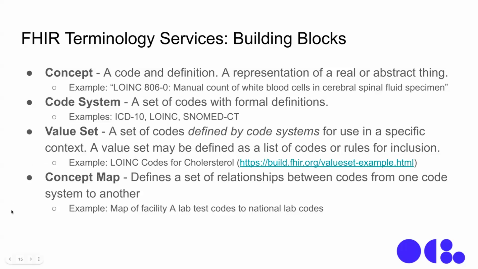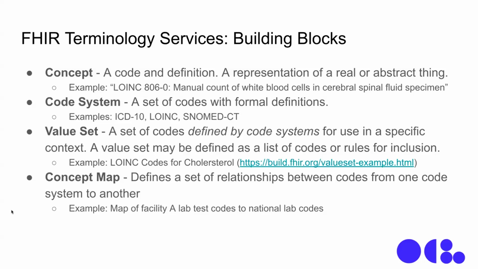And then finally, a concept map. So a concept map defines relationships between codes from different code systems. So this is a really important feature of this. So there are some concept maps that are made available and curated globally, like between different reference vocabularies. So if you needed to map between LOINC and SNOMED, fortunately that's already been done. And so you could translate between LOINC and SNOMED using mappings that are already made available in the world.